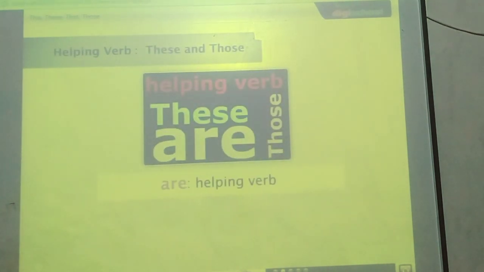The helping verb are is used with a plural noun or more than one noun. You should use the helping verb are in a sentence with the pronoun these and those because you are pointing out to more than one person, place, animal or thing.